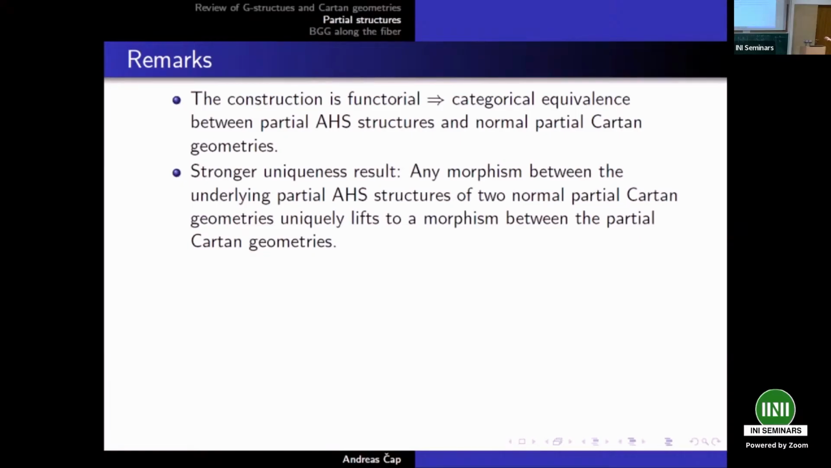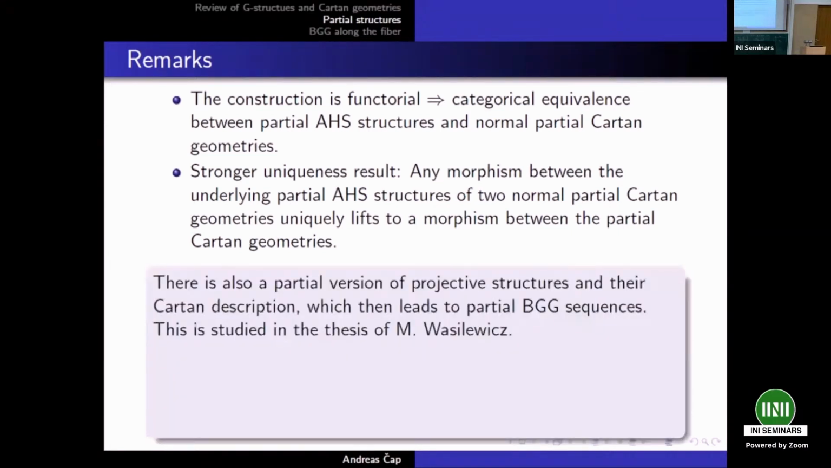Here, there is the same strong uniqueness result that you get for AHS structures and parabolic geometries. Whenever you have two normal partial Cartan geometries and you have a morphism between the underlying structures, this uniquely leads to a morphism between the Cartan geometries. So in particular, whenever you give me a normal Cartan connection, it's the one I have constructed up to isomorphism.